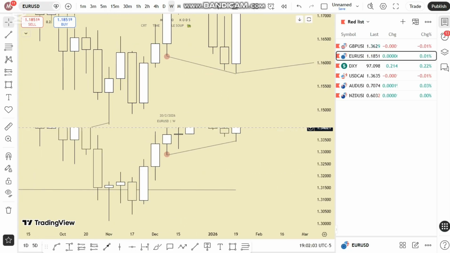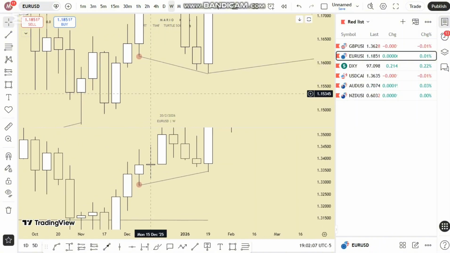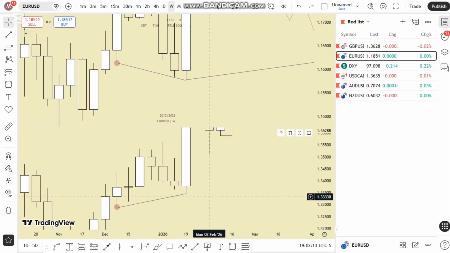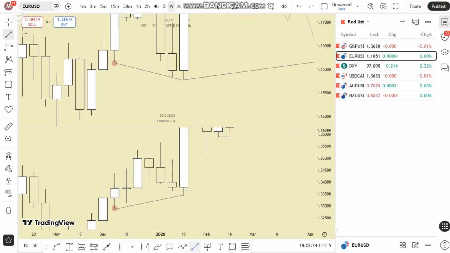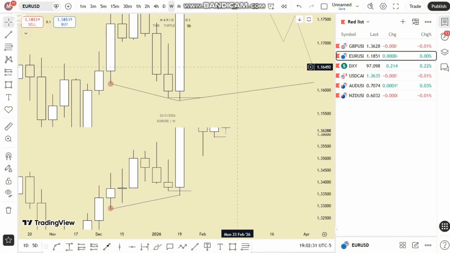SMT must be there. SMT must be there. Very important. SMT must be there. Then you treat your CRT, range, tortoise expansion. Right? That is how it works. Range, confirmation, SMT confirmation, and you write up for sells or buys.